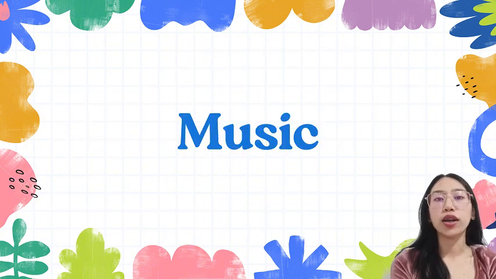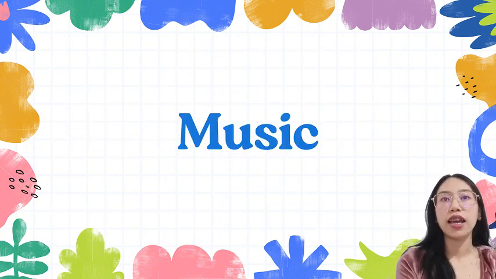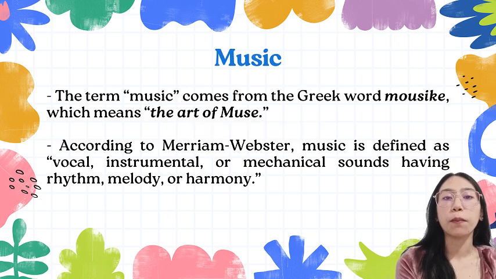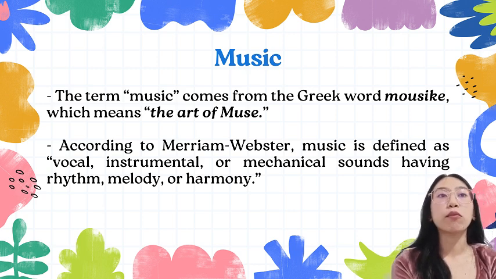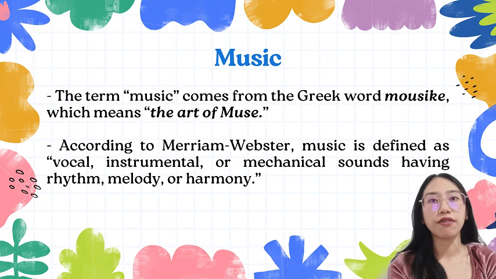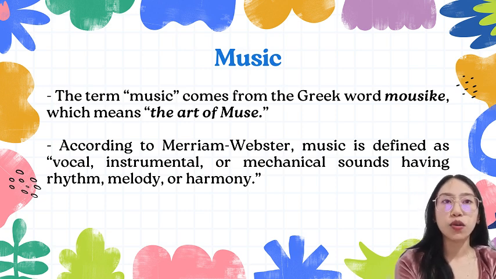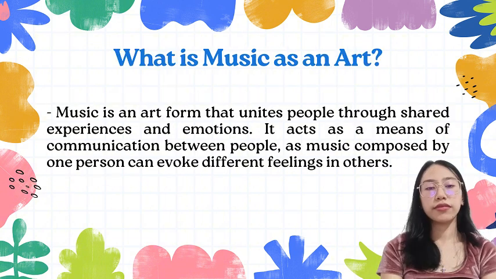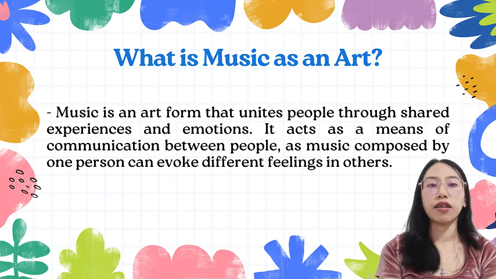Let us now move on to the discussion of music. So the term music comes from the Greek word musike, which means the art of the muse. And according to Merriam-Webster, music is defined as vocal, instrumental, or mechanical sounds having rhythm, melody, or harmony. What is music as an art?